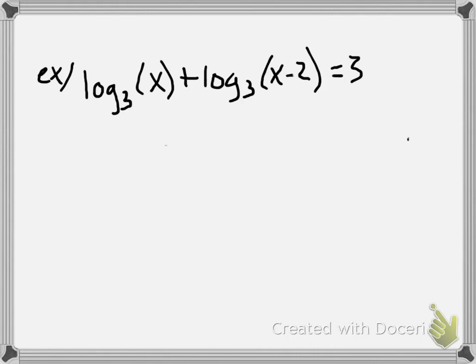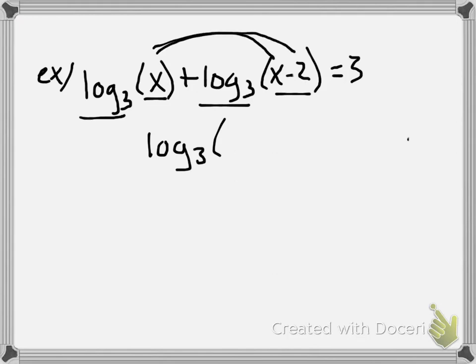Alright, so what you're looking for is whether your logs have the same base. And if they do, you can combine them into one. So we're going to combine this into one log base 3. What you do is multiply the parts in the parentheses together. So when I multiply x times x minus 2, it's kind of like your distributive property. You're going to get x squared minus 2x equals 3. And once you get it down to one single log, you can rewrite it into exponential form.